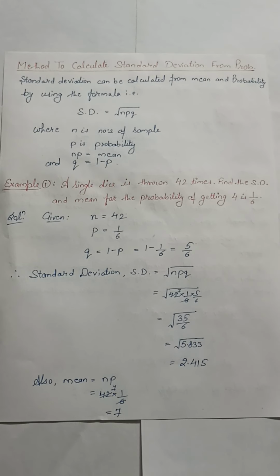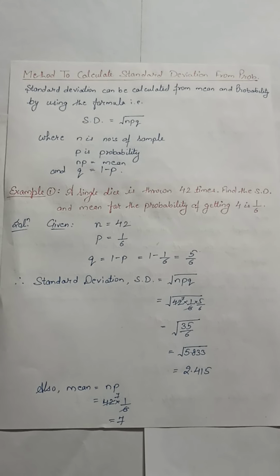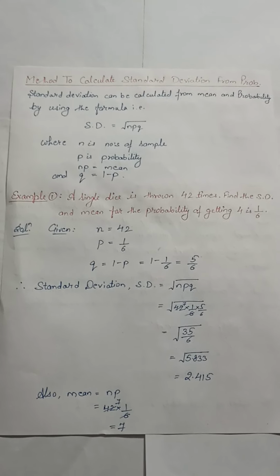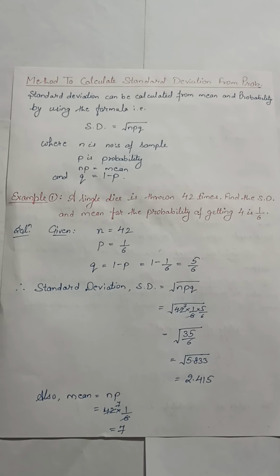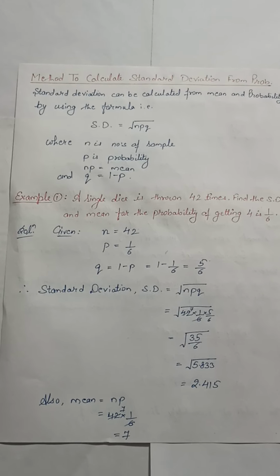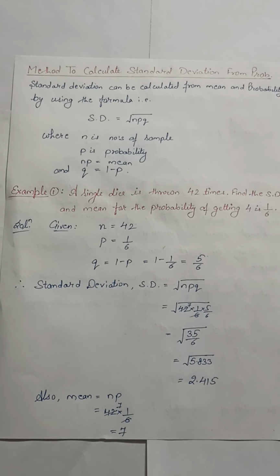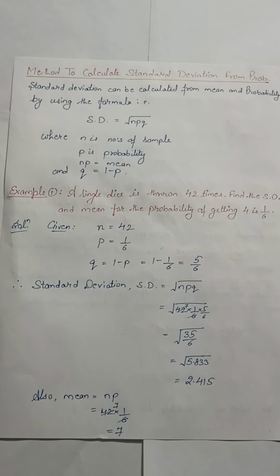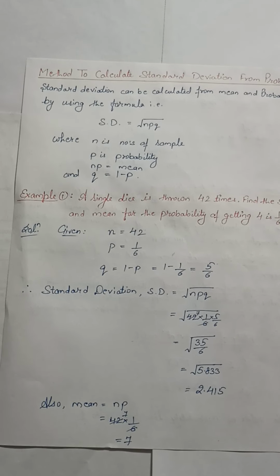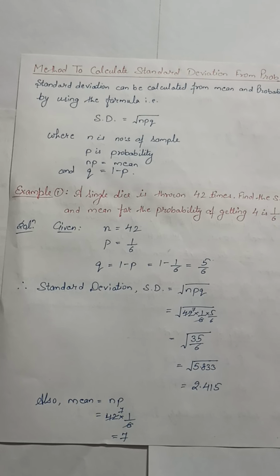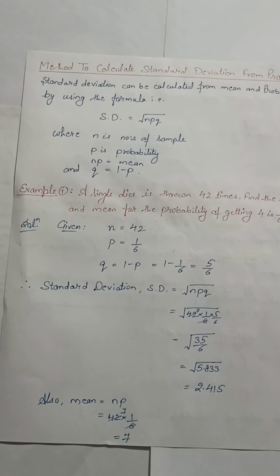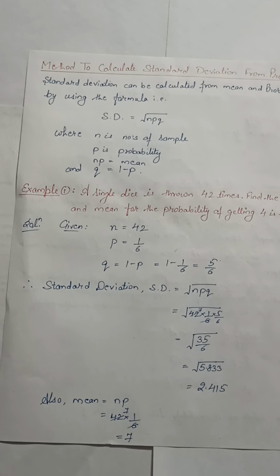Next topic is the method to calculate standard deviation from probability. Standard deviation can be calculated from the mean and probability by using the formula SD, standard deviation, equals square root of NPQ, where n is the number of samples, p is the probability of the event, n into p is denoted as mean, and q is the probability of failure, that is not success, which is evaluated by 1 minus p.